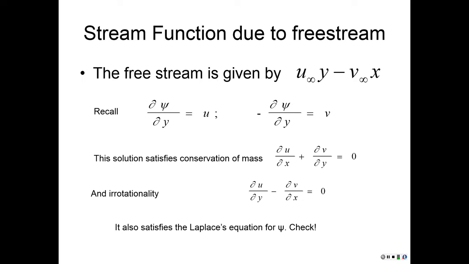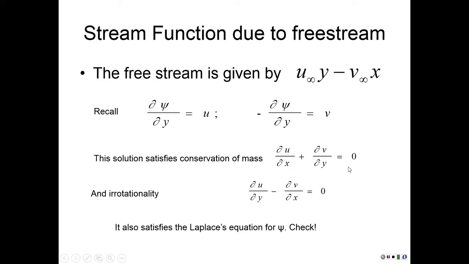So the free stream function is given by u infinity y minus v infinity x. Why? Because if you take an x derivative of d psi dy, you pick up the x component of the free stream velocity. If you take a minus of d psi dy, we get the y component of free stream velocity.